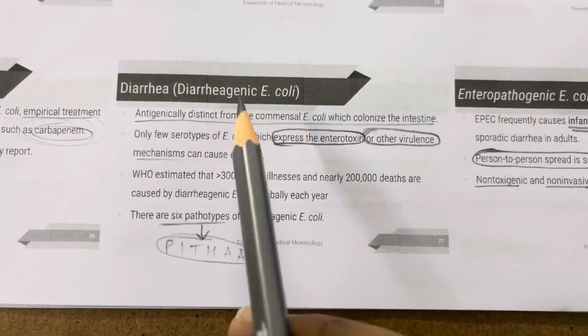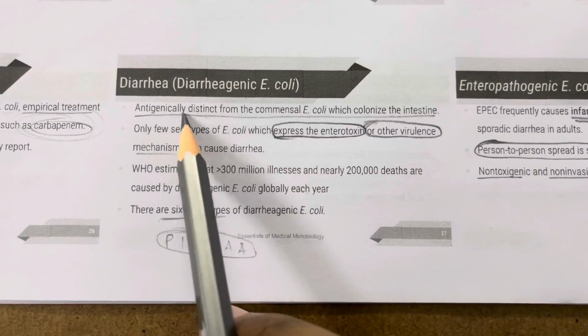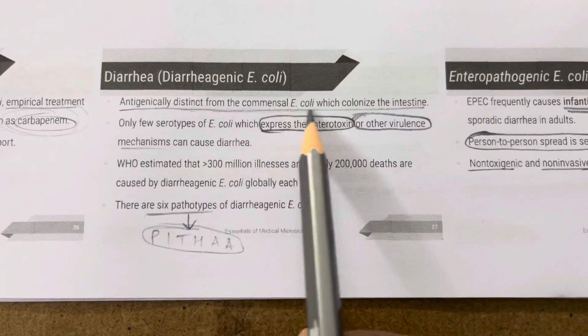Diarrhea. So, diarrheagenic E. coli are antigenically distinct and different from the commensal E. coli.